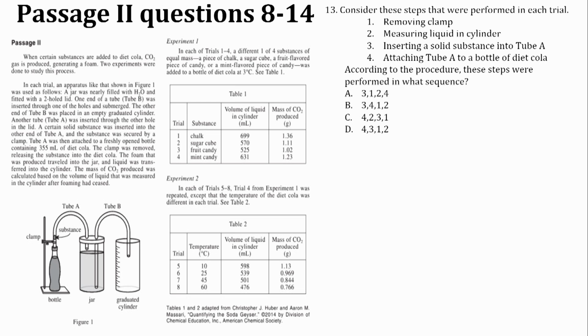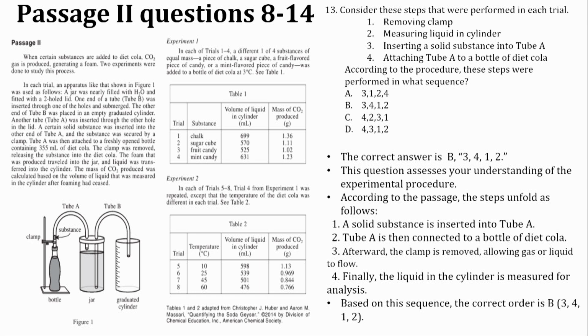Here's question 13. It says, consider these steps that were performed in each trial. Removing clamp, measuring liquid in cylinder, inserting a solid substance into tube A, attaching tube A to a bottle of Diet Cola. According to the procedure, these steps were performed in what sequence? So it's our job, again, this is mostly a reading comprehension question, to figure out what order these steps occurred in, okay? So the correct answer here is B, 3, 4, 1, 2.